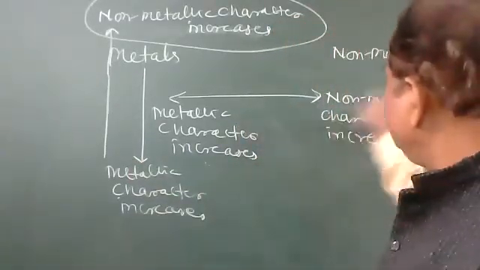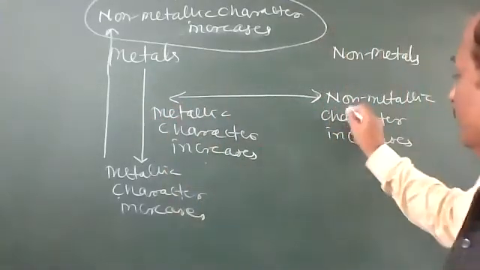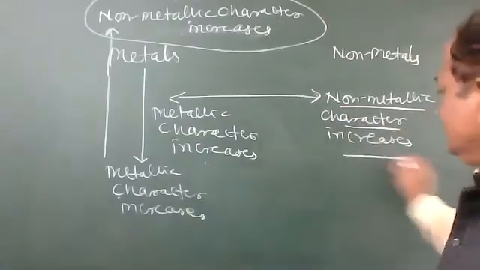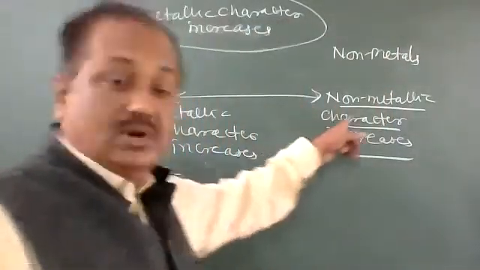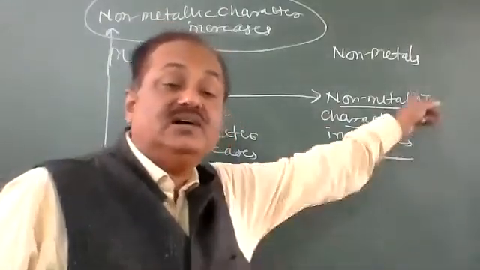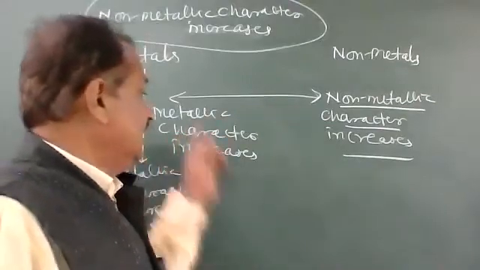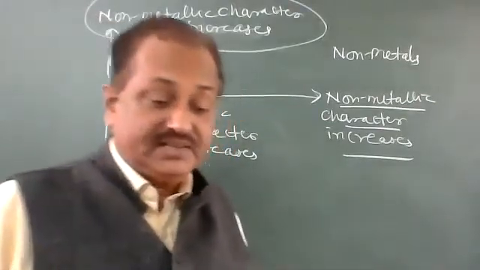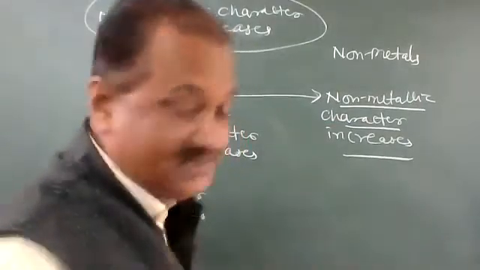Similarly, in a period, as we move from left to right, non-metallic character increases, because non-metals are found toward the right of the periodic table. And in the other direction, as we move this way, metallic character increases. This is the general trend.